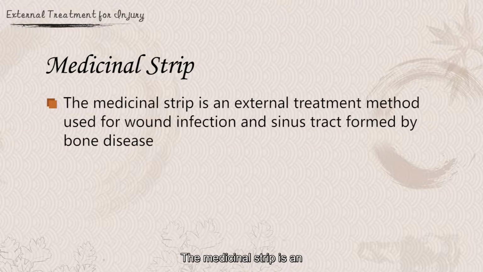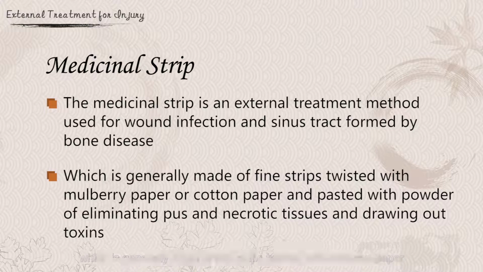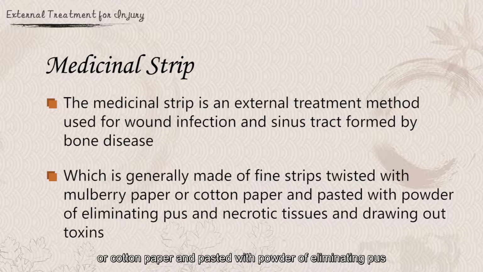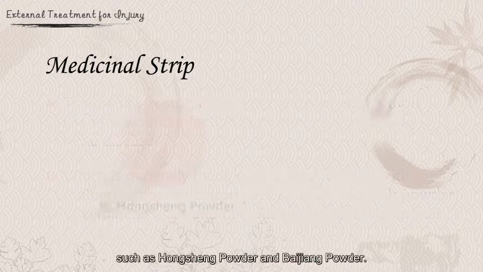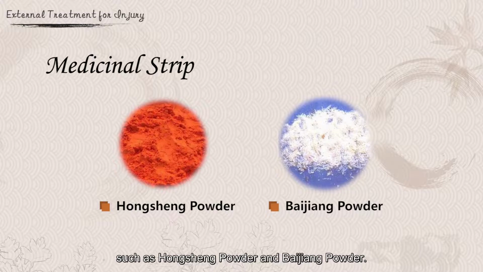So, the fifth type is medicine strip. The medicine strip is an external treatment method used for wound infection and sinus tract formed by bone disease, which is generally made of fine strips twisted with mulberry paper or cotton paper and pasted with powder of alimentation paths and necrotic tissues and drawing out toxin, such as Hongshen powder and Baijiang powder.